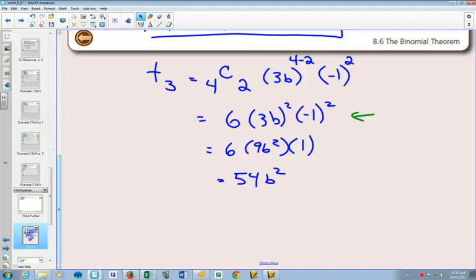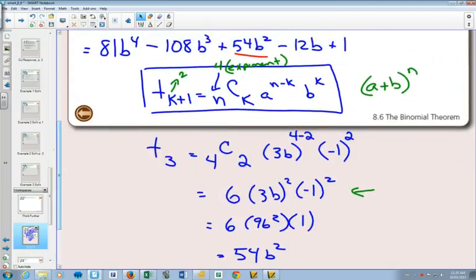So if you were asked to find the complete expansion, you could find all the terms by using the formula as well. If you wanted to find term 1, then k would be 0. You can also think of it as term 0. Well, with the way the formula is set up, the first term is term 1.